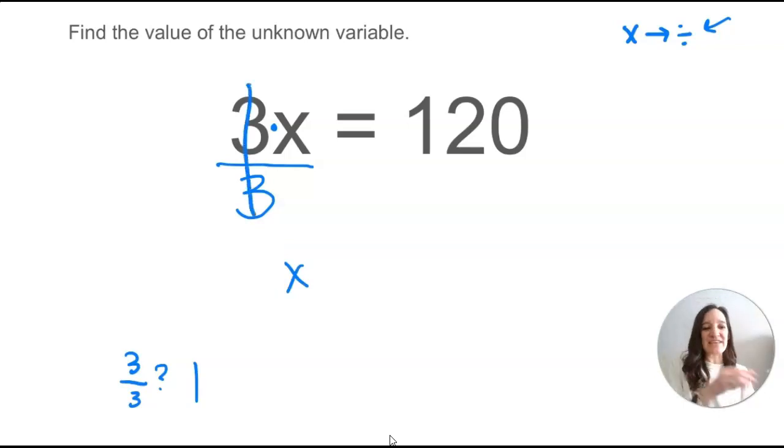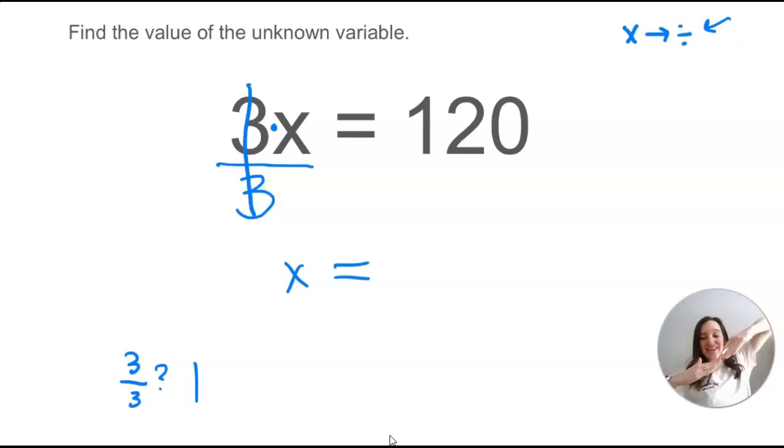That is how those inverse operations worked. It was 3 times x, but then when we did the opposite and divided it by 3, it like dissolved. It kind of swooshed out of the picture. So that's why we use inverse. Now we have x isolated. We have x by itself.